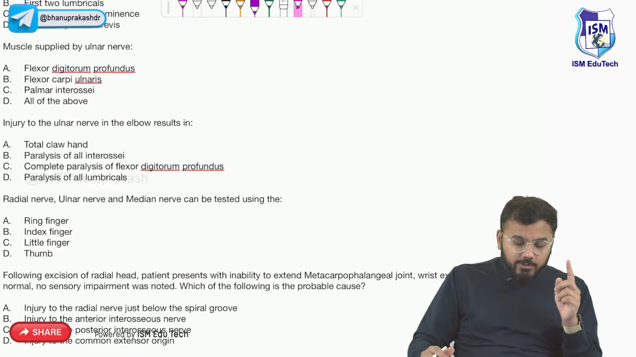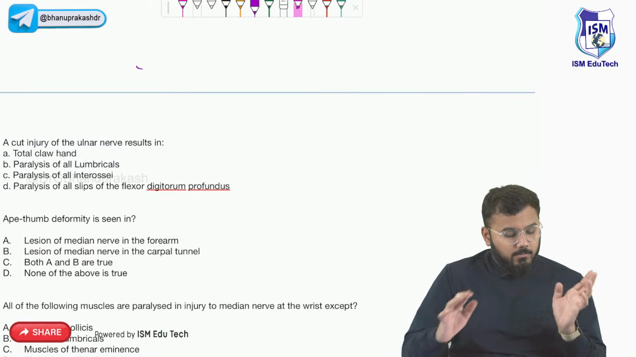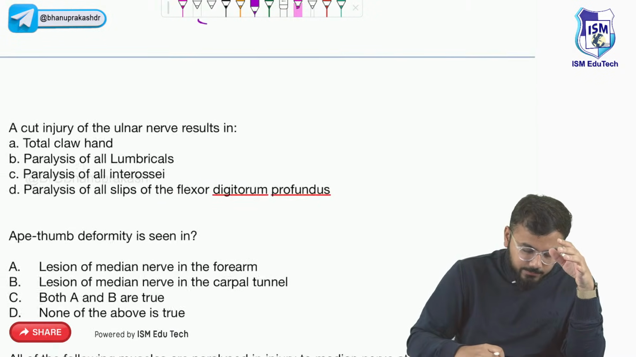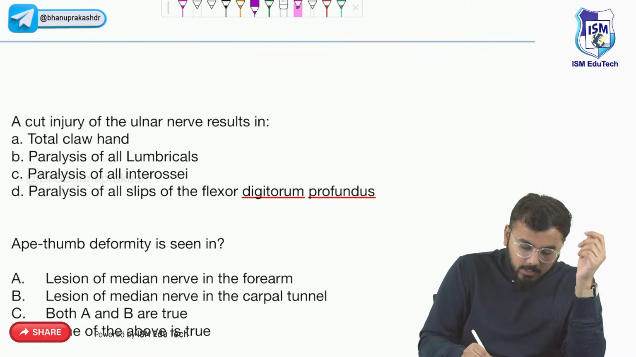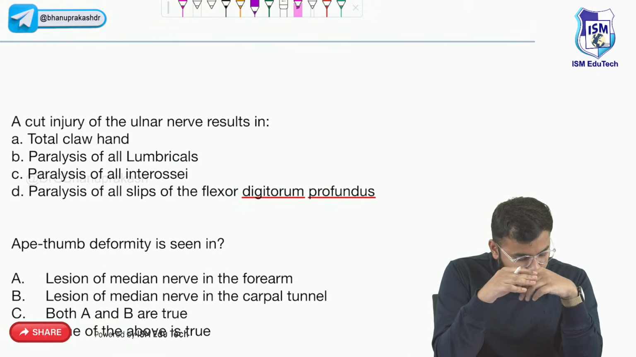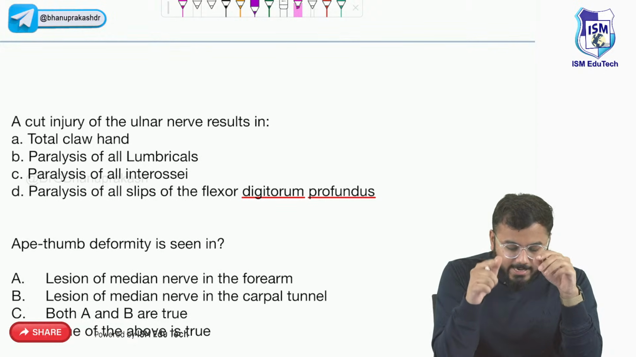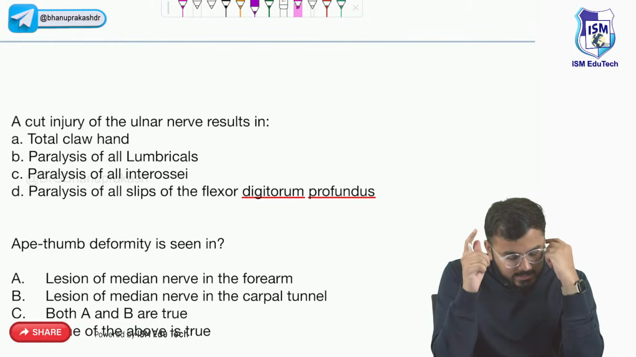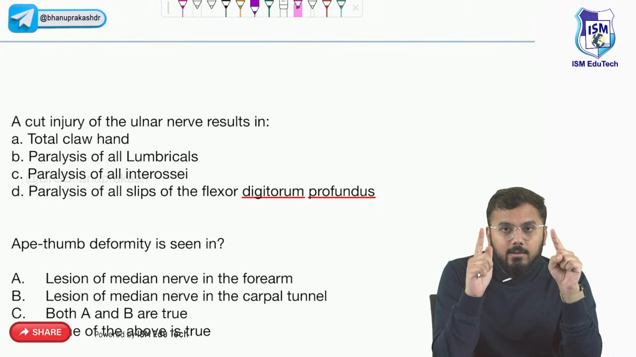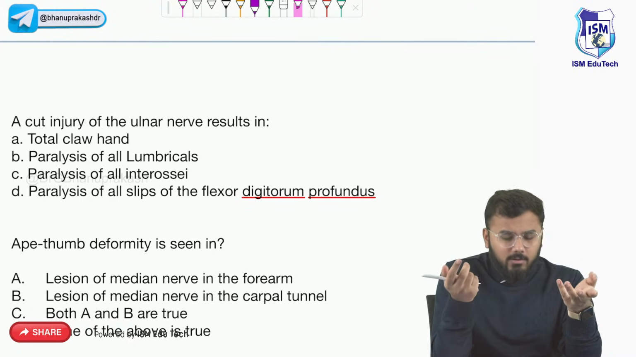We shall start doing the questions now. Are you all ready, guys? Are you all ready with the questions? First question. A cut injury of ulnar nerve results in total claw hand?